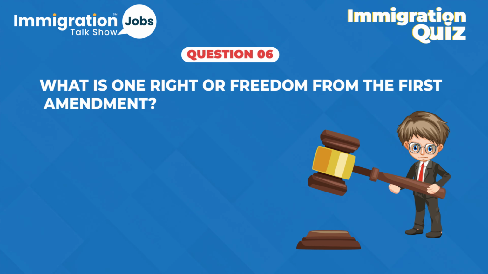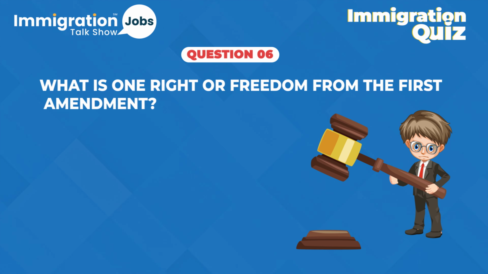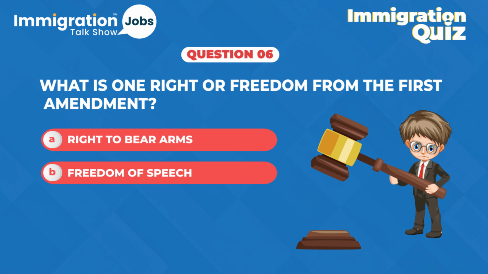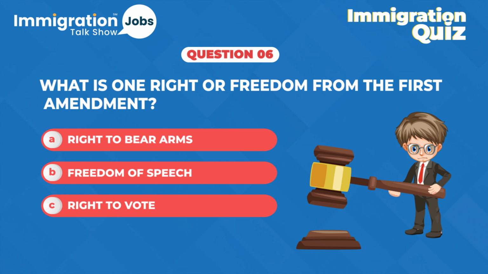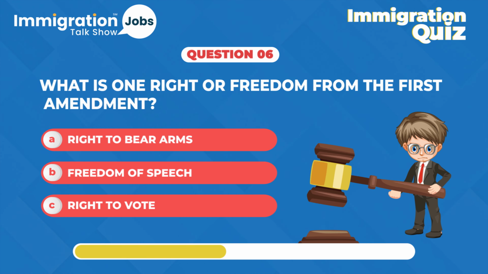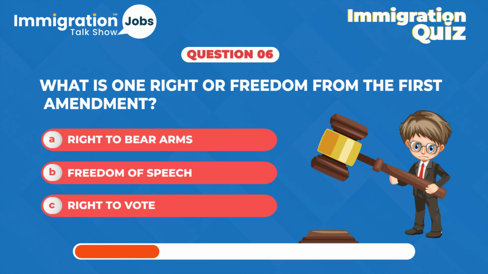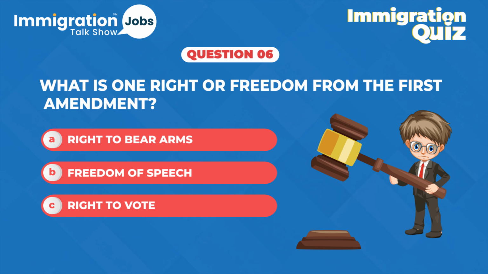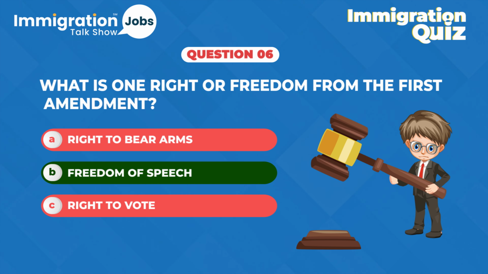What is one right or freedom from the First Amendment? Option A, right to bear arms. B, freedom of speech. Or Option C, right to vote. And the correct answer is Option B, freedom of speech.